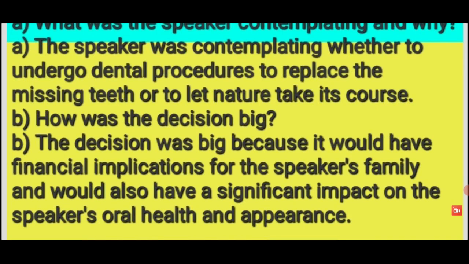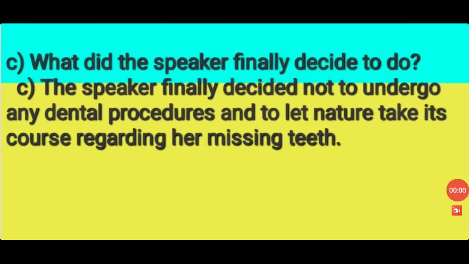Question B. Why was the decision big? Answer. The decision was big because it would have financial implications for the speaker's family and would also have a significant impact on the speaker's oral health and appearance. Question C. What did the speaker finally decide to do? Answer. The speaker finally decided not to undergo any dental procedure and to let nature take its course regarding her missing teeth.